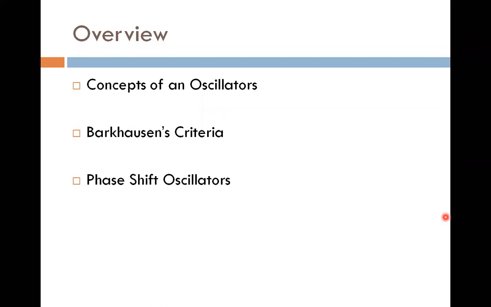This is the topics overview of this particular PPT: concepts of oscillators, Barkhausen's criteria, and lastly we study the phase shift oscillators. We have many types of oscillators. According to our syllabus, we have only one, which is called the phase shift oscillator.